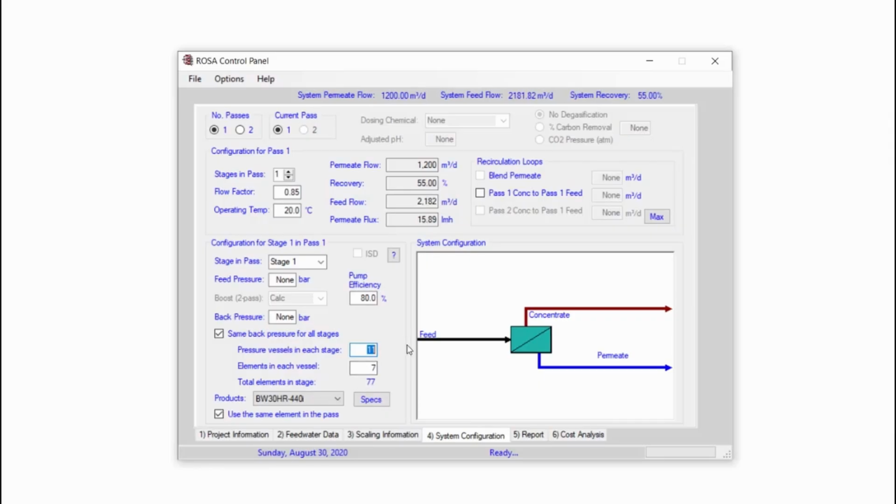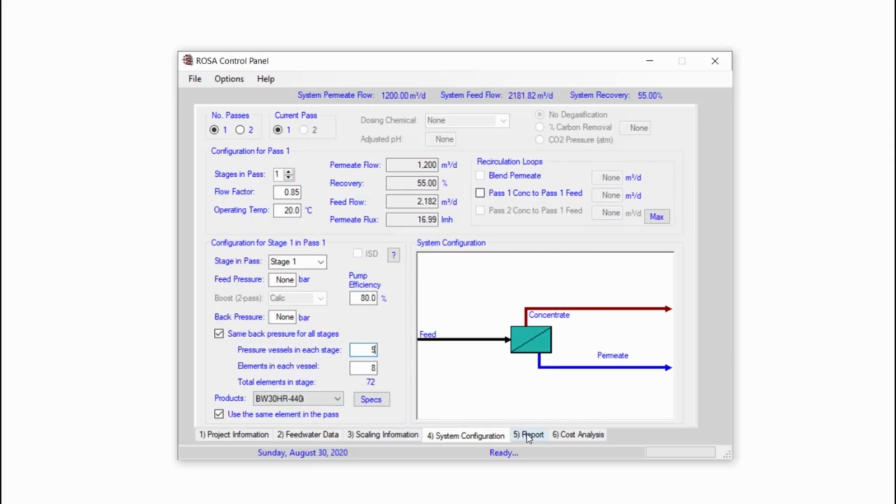Now, for example, if I consider 10, we have 70 total elements in a stage, and now you cannot produce the required permeate with these total elements. It means that we cannot consider 7 elements in each pressure vessel, and now I want to increase the elements to 8. In this case, with 9 pressure vessels in each stage and 8 elements in each pressure vessel, we have 72 elements in the stage.